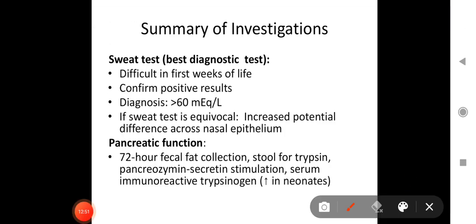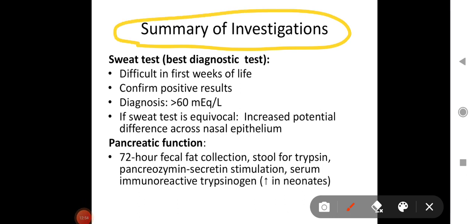Now, summary of investigations for cystic fibrosis. This can be important for pediatric theory examinations, UG or PG. Now, the sweat test is considered the best diagnostic test. It is difficult in the first weeks of life. It confirms the diagnosis; more than 60 milliequivalents per liter is positive. If the sweat test is equivocal, then increased potential difference across nasal epithelium has to be measured. So equivocal means between 30 to 60.